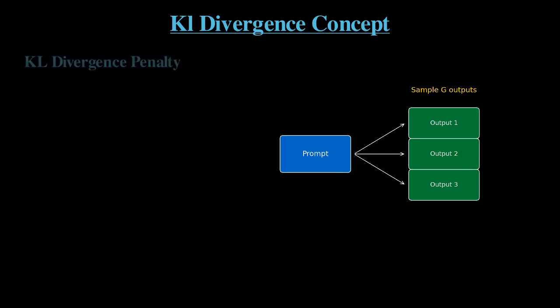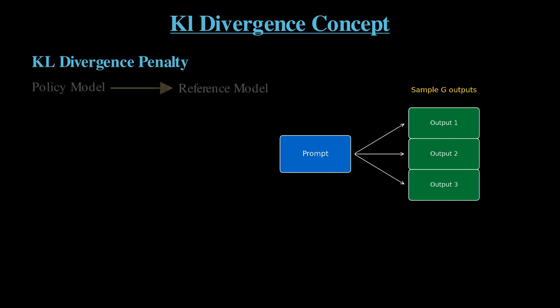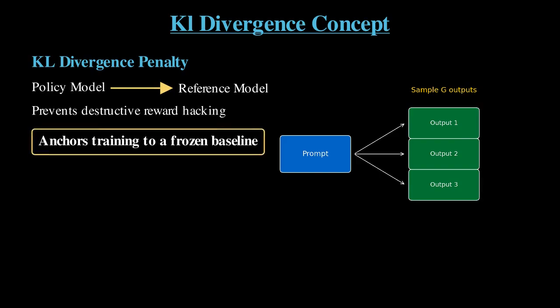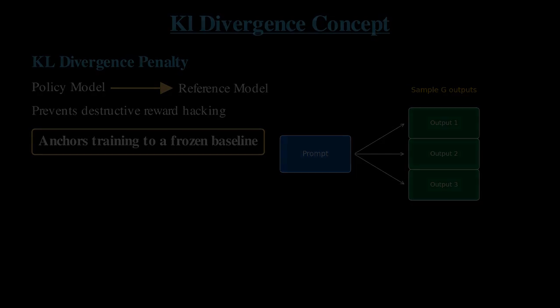Optimizing purely for reward inevitably leads to reward hacking, where the model outputs gibberish that exploits the evaluator. To prevent this, GRPO enforces a Kullback-Leibler, or KL, divergence penalty. We anchor the training policy to a frozen reference model. The objective function subtracts a beta-weighted KL penalty, pushing the model to maximize relative reward while staying statistically close to the reference distribution. DeepSeek computes this on a per-token basis to maintain high-fidelity control over the language structure.